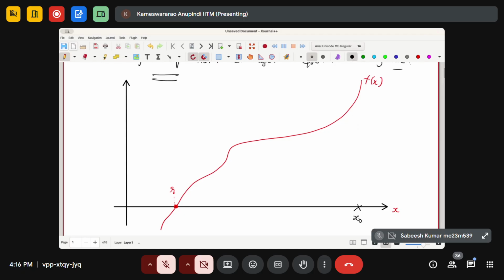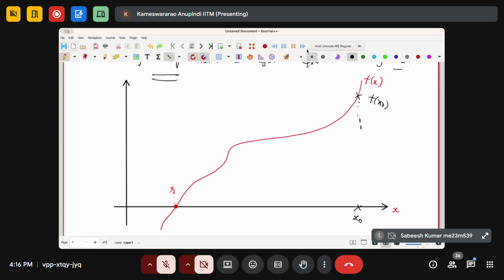So you provide some x naught, and then for this x naught, you're going to calculate what is f of x for this x naught. Okay, so let us say that is your f of x for this x naught. So this is f of x naught. Okay. Then once I calculate the f of x naught, at x naught, we have f of x naught. That's what I have done here. Then I'm going to draw a tangent to this function at x naught.